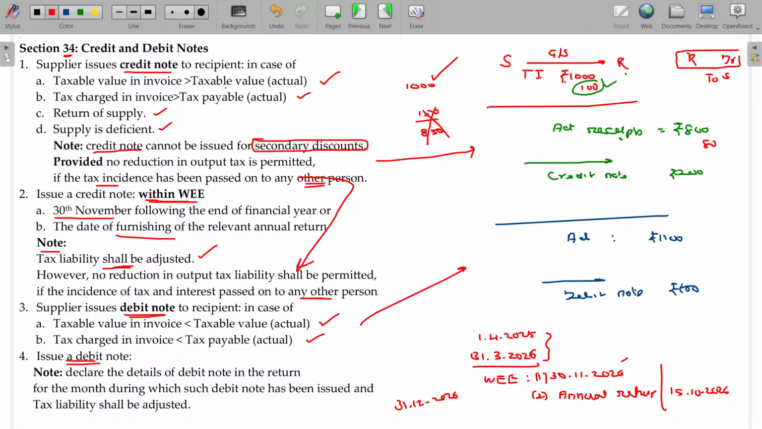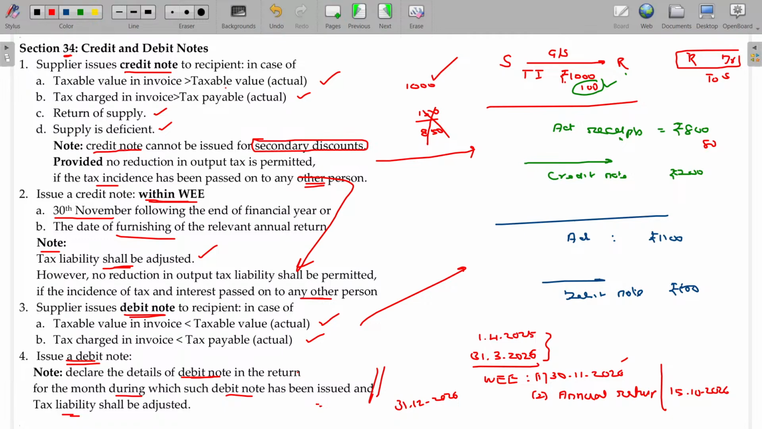Now, in case of issue of a debit note, declare the details of the debit note in the return. You have to declare the reason also, for the month during which such a debit note has been issued and tax liability shall be adjusted. So you have to intimate this properly. Hope you will now be able to understand this concept.